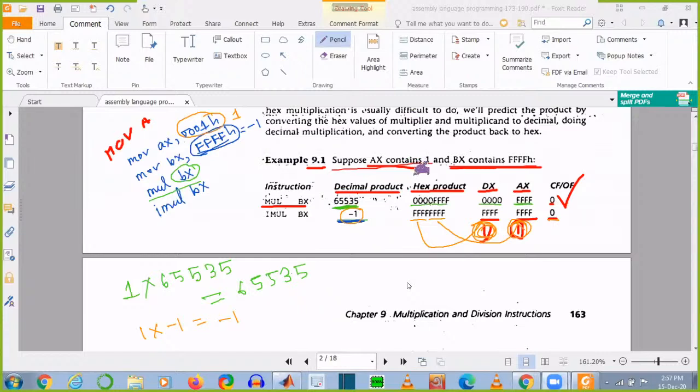Sir, the lower half will go to AX, sir. Yes, always the lower half. If the product is 32 bits then the lower half goes to AX, and if it is 16 bits then the lower half goes to AL.